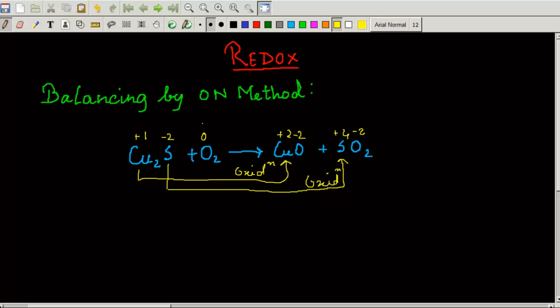Now, come to reduction for oxygen. It is from 0 to -2. So it is a decrease in oxidation number from 0 to -2, hence it is a reduction process.